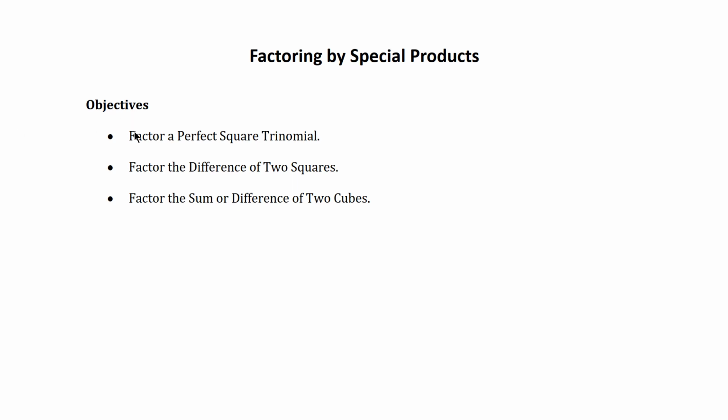In this video, we'll be going over factoring by special products. Our objectives are to factor a perfect square trinomial, factor the difference of two squares, and factor the sum or difference of two cubes. Alright, so let's get started.